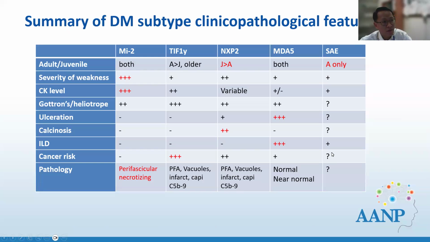And here is a summary of these 5 serological subtypes. What you need to remember is that there are 3 morphologic subtypes. The MI2 is characterized by perivascular necrotizing myopathy, and it has the highest level of weakness and CK level. The NXP2 and TIF1 gamma has a perivascular atrophy pattern, and also they have these vacuolar basophilic changes, and they are associated with cancer. And MDA5 and SAE, those are the ones that can have normal or near normal muscle pathology.